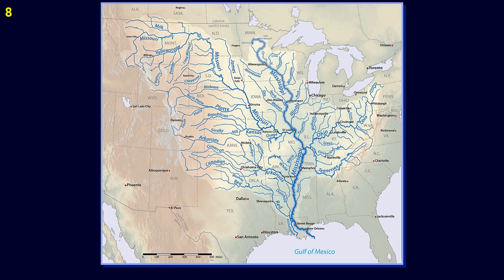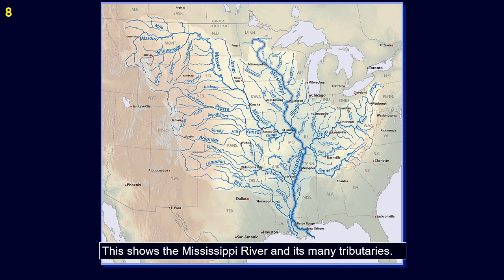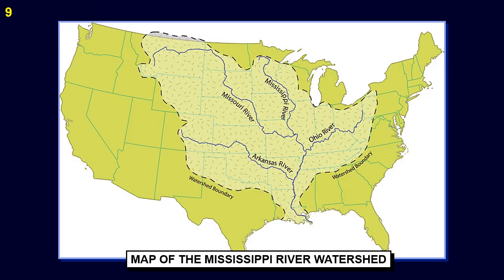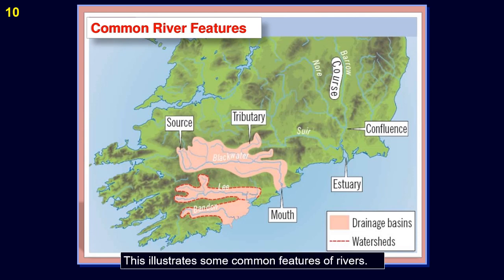The Mississippi River. This shows the Mississippi River and its many tributaries. This is a map of the watershed of the Mississippi-Missouri River system. This illustrates some common features of rivers.